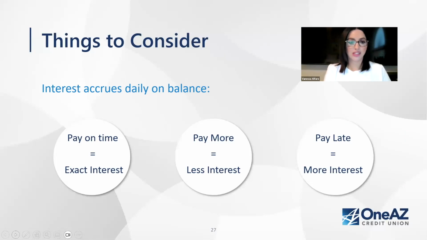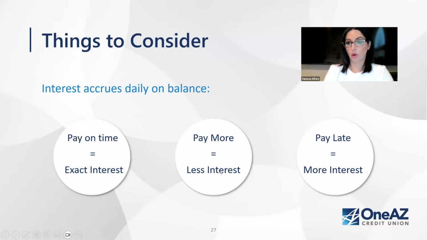Okay, some things to consider on an auto loan. You're paying that daily interest. So if you pay on time, you're going to pay the exact interest schedule for that agreement. Some of you may have looked through some of those terms and conditions when you recently purchased an auto or you purchased an auto in the past. You might have seen something called an amortization schedule. In order for that to be exact, you're going to want to make those payments on time and as agreed. That means you're going to pay no more or no less than what you originally agreed to on those terms and conditions of that loan.